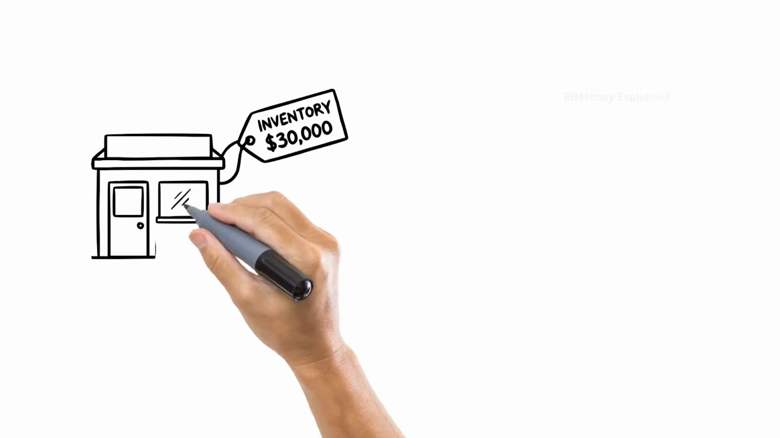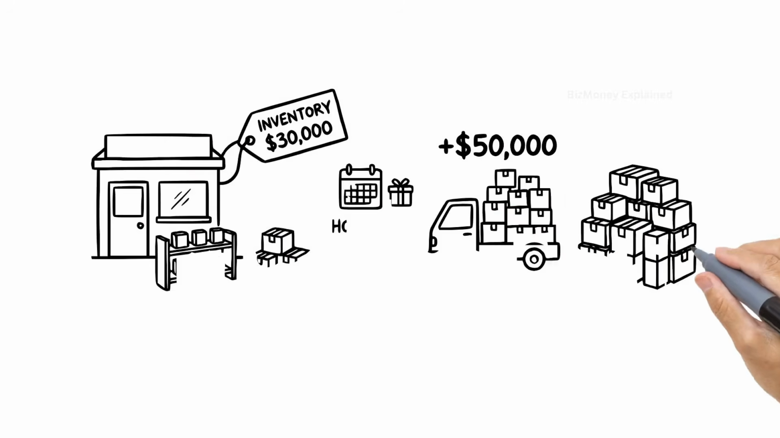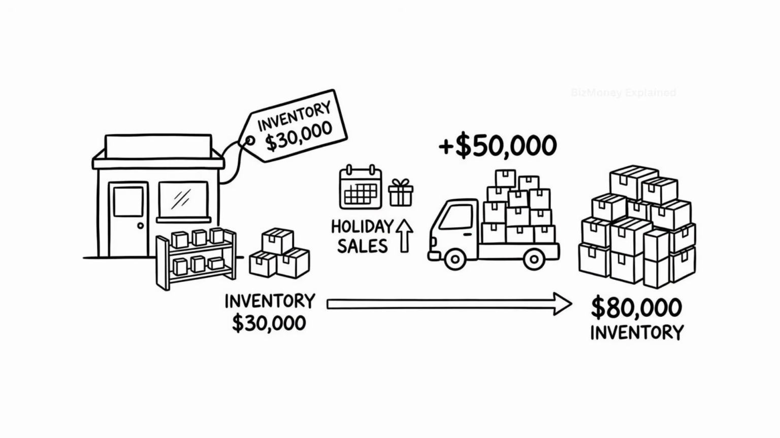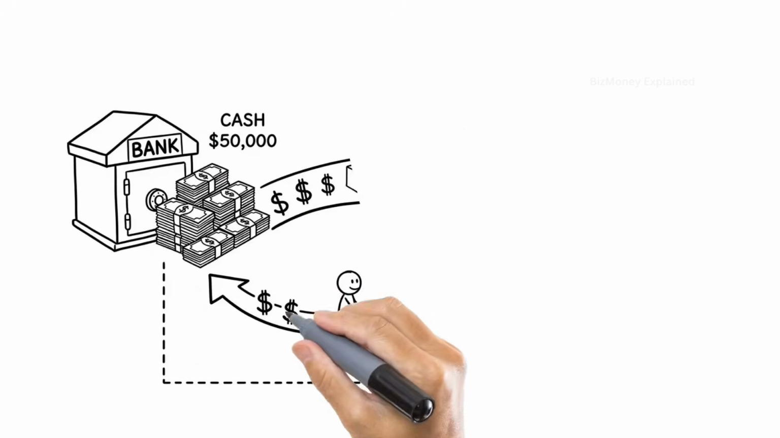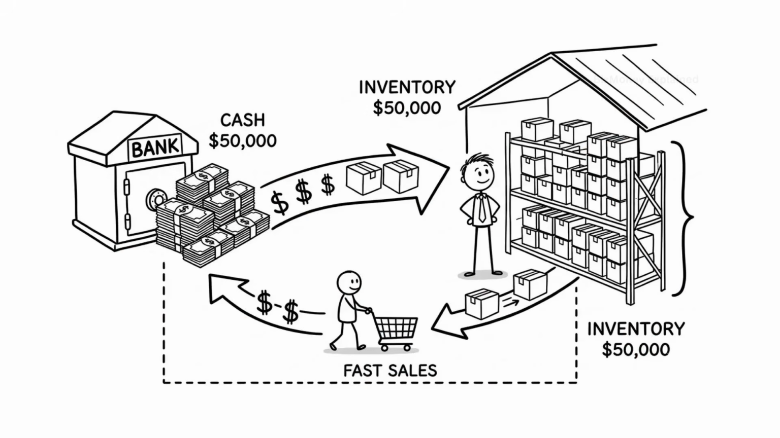Watch inventory trap cash. Imagine a retail business normally keeps $30,000 of inventory. The owner expects holiday sales to increase, so the company purchases another $50,000 of products. The warehouse now looks impressive, but $50,000 of cash has effectively moved from the bank account onto the shelves. If those products sell quickly, the decision may work well.